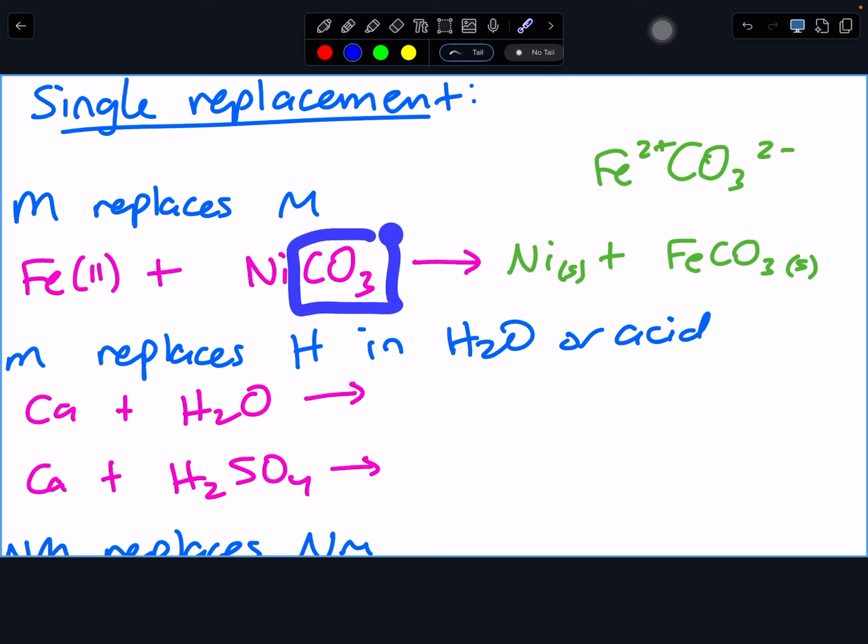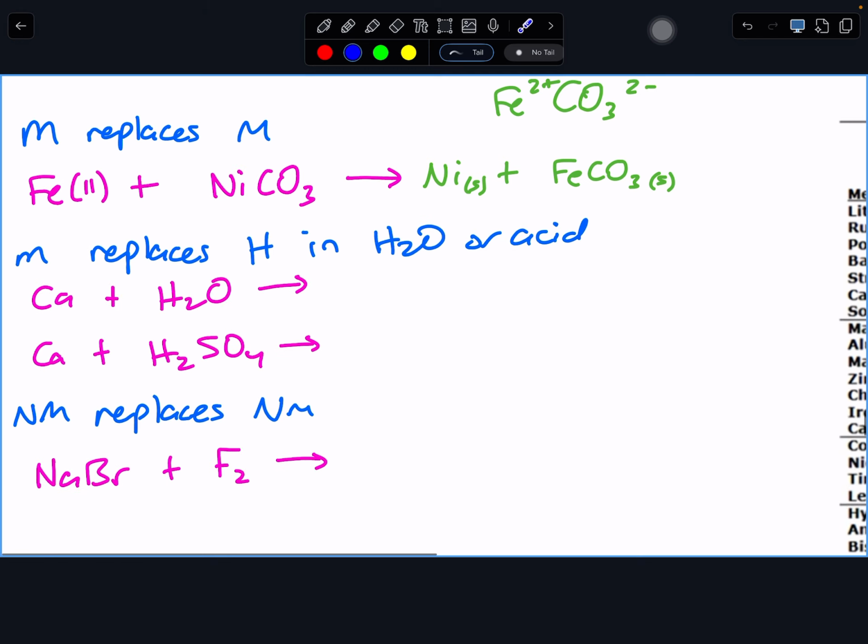How many CO3s do you see? 1. And how many CO3s here? 1. So everything's balanced. Okay? Does that make sense what I just did?